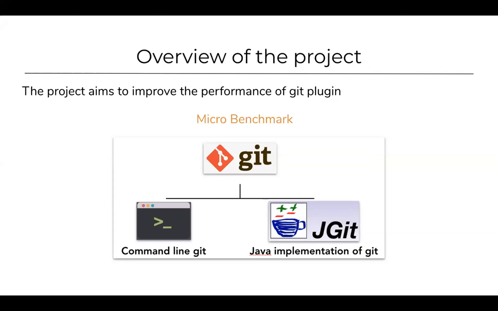So how are we going to improve the performance of the Git plugin? There are two stages to the project, and both can work parallelly.